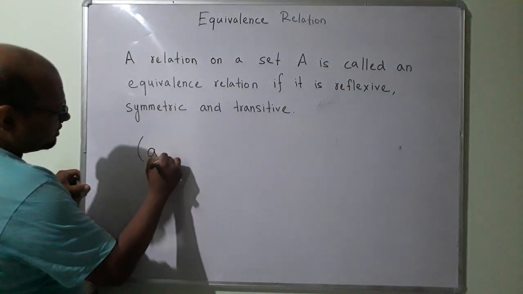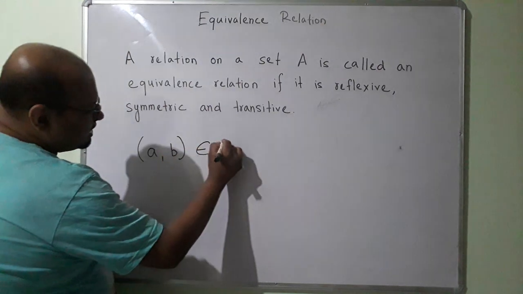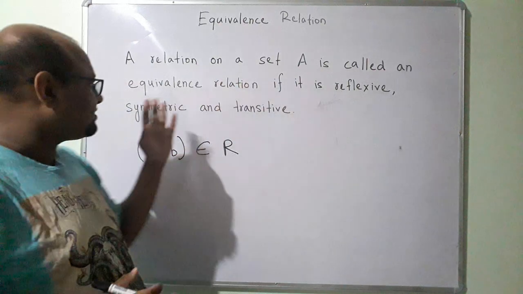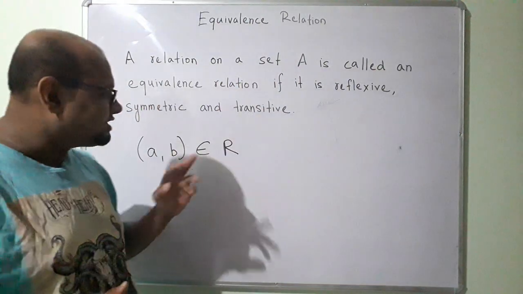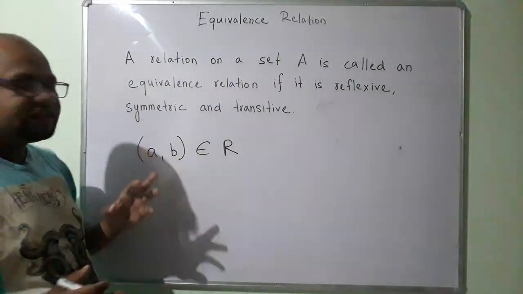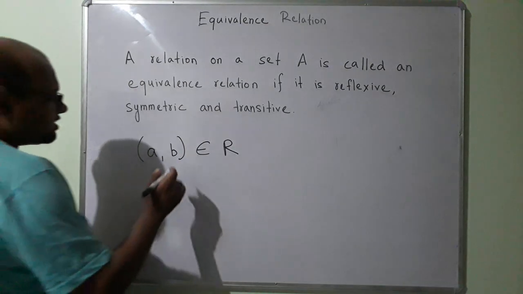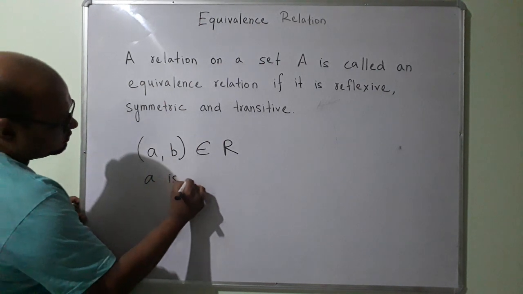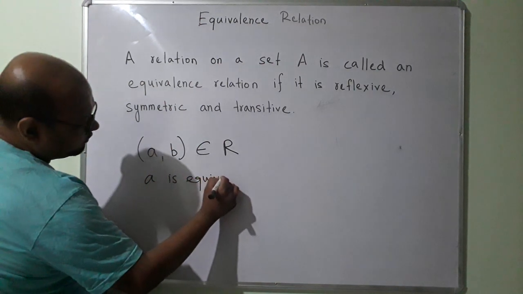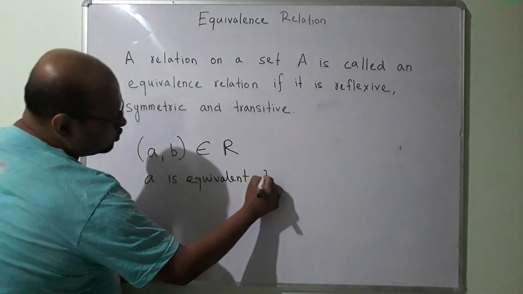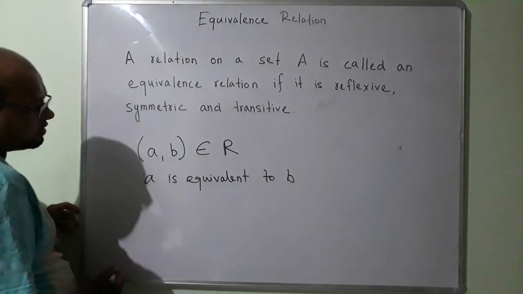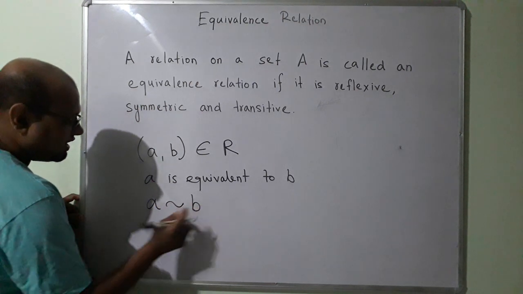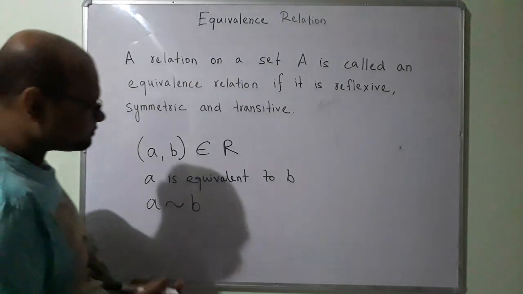Now let us say some ordered pair (a, b) belongs to this relation R, and let us say this relation R satisfies the reflexive, symmetric, and transitive properties. That means this relation R is an equivalence relation. In that case, we will say that a is equivalent to b, and this is denoted using this symbol: a is equivalent to b.